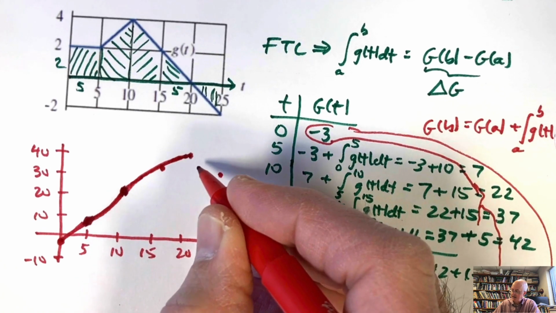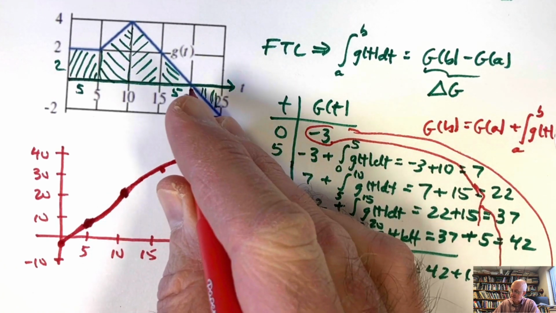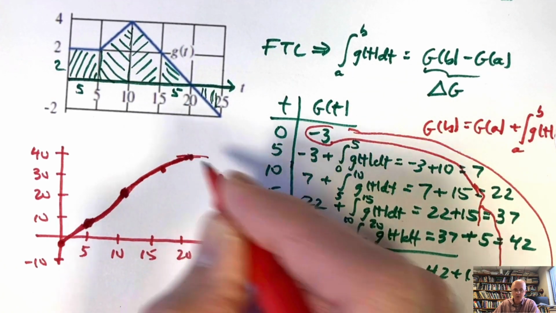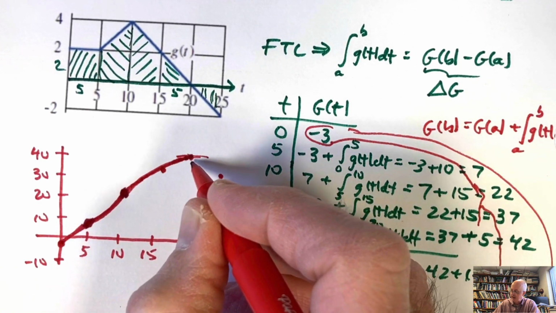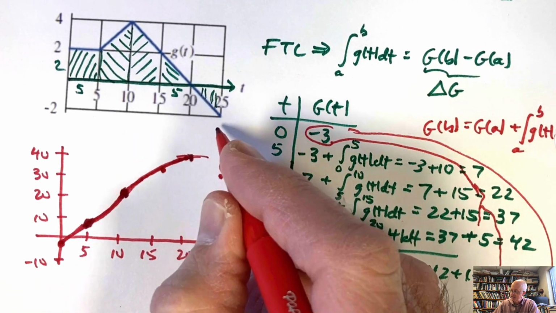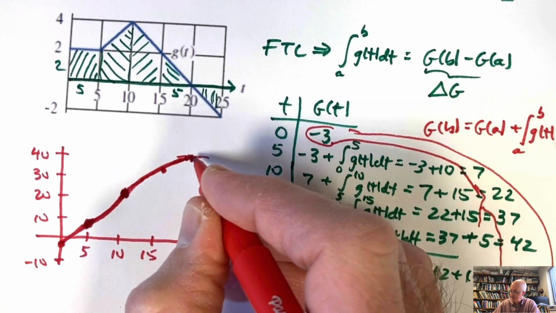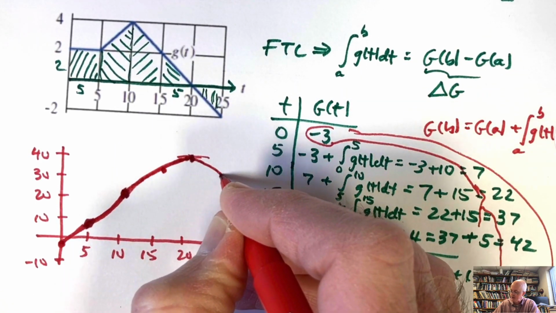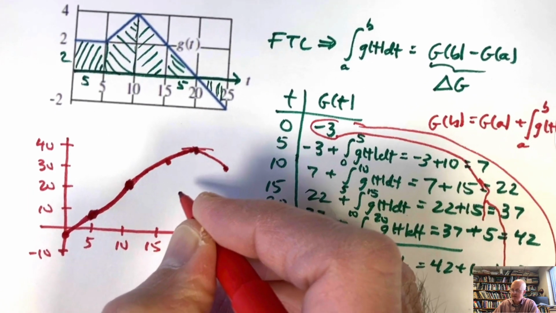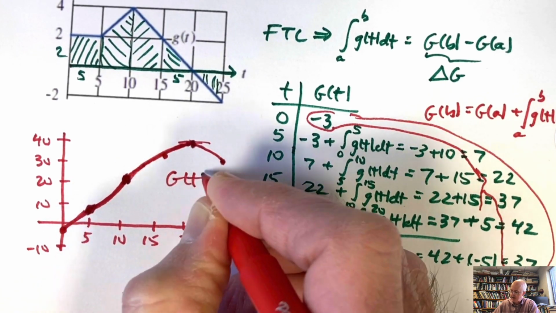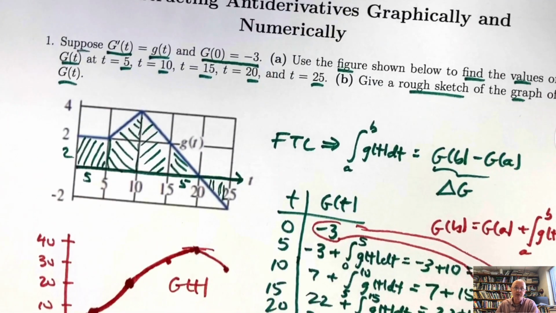At t equals 20, the slope of capital G, which is the value of little g, is 0. Horizontal tangent right there. It's a local max for capital G. And it continues to be concave down because little g is decreasing in value. But now capital G has a negative slope. So there's a decent approximation of the graph of capital G, and I've finished the problem.